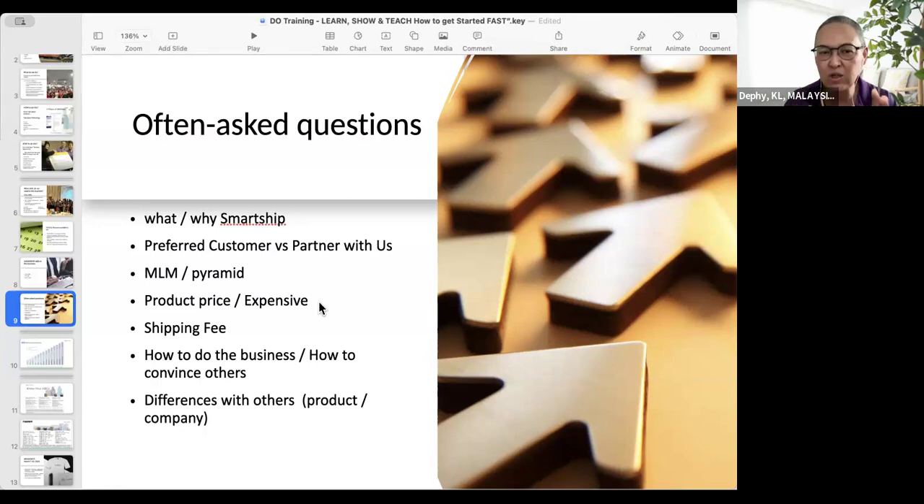But here's the thing. All of these questions can be answered from an I perspective. For example, when somebody asks, do I have to do SmartShip? For me, I will say, well, I do SmartShip because I want to retain the CVs and enable myself to do the business. So all of these questions you can answer with I. What is this preferred customer versus partner with us button? I want to be able to earn an income, so I chose the partner with us button, for example, right?